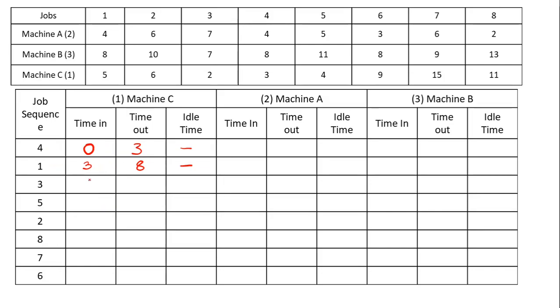Similarly here also idle time will not be present, because at the 8th hour job 1 is completed and it is starting job number 3. Job number 3 takes 2 hours to complete. So basically it is 8 plus 2, which is 10 hours. At the 10th hour, job 3 is completed, and it's going to start job number 5. Job number 5 takes 4 hours to complete over here. So it is 14 hours. As usual, idle time will not be present.